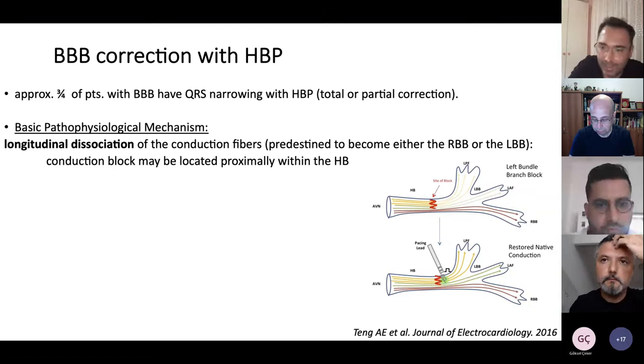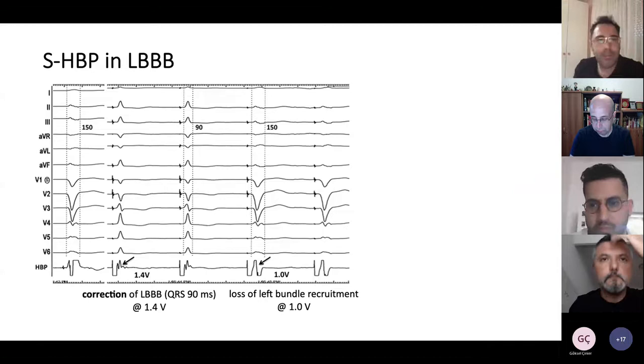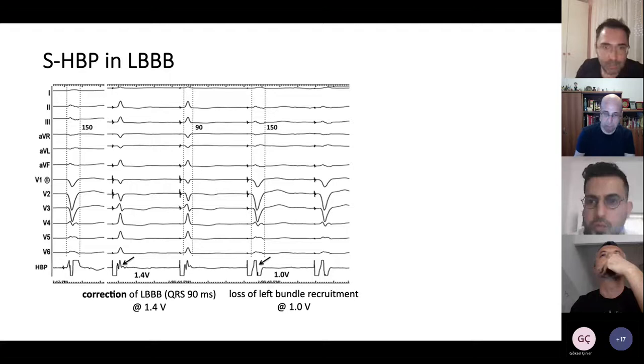In this example, we have a patient with an LBBB and a wide QRS of 150 milliseconds. With selective His bundle pacing, we can see a significant narrowing from 150 to 90 milliseconds.